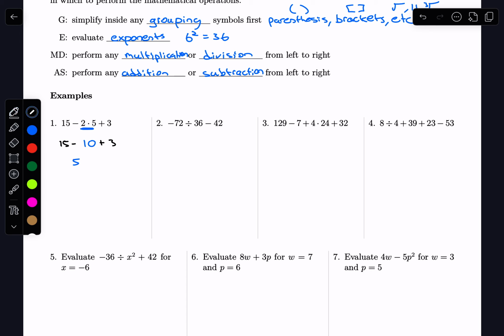We'll leave the plus 3 alone. And then again, from left to right, 5 plus 3 gives us 8. Okay, number 2, we have division.